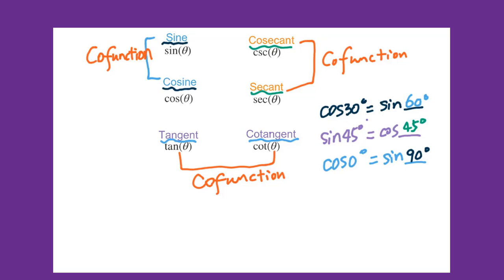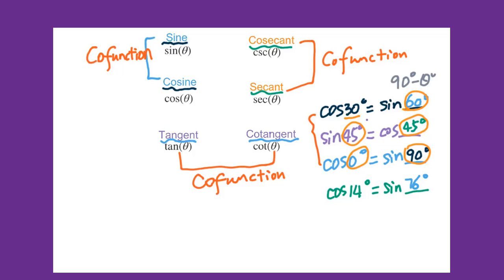So did you see the pattern? Can you figure out cosine 14 degrees equals sine what degree? It will be 76 degrees. Because from these three, we know that adding will be 90 degrees: 30 and 60, 45 and 45, 0 and 90. So you can change any trig function into its co-function by doing 90 degrees minus theta. If we see this part is a theta degree, then you can change any trig function into its co-function.